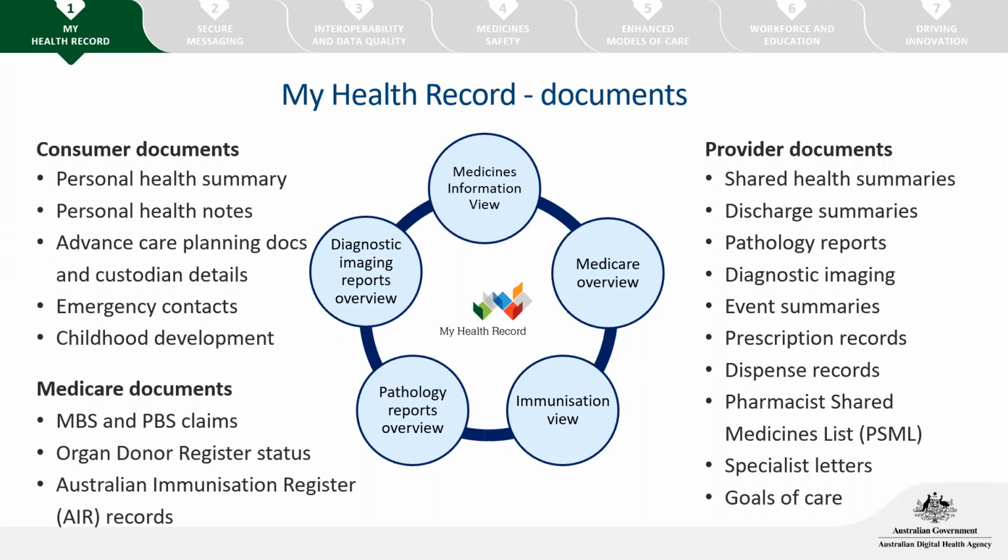If you're administering a COVID-19 vaccine, for example, you can have a look at the immunisation history to see if the patient has had a recent flu vaccine and whether or not it would be appropriate to proceed.